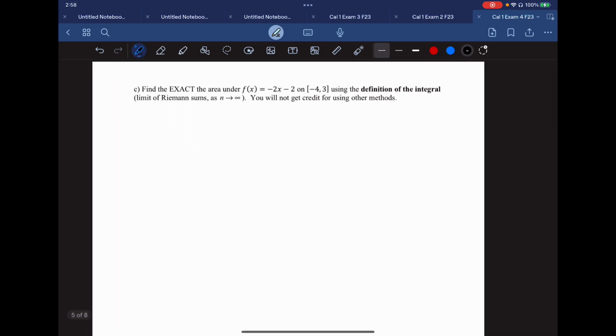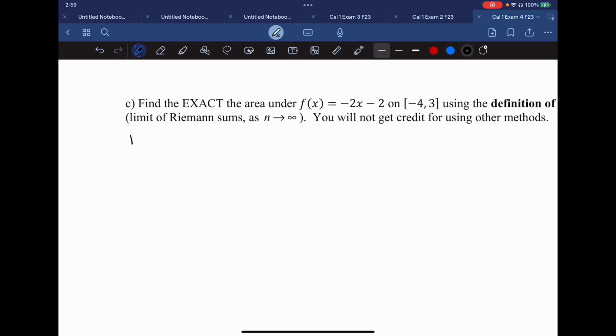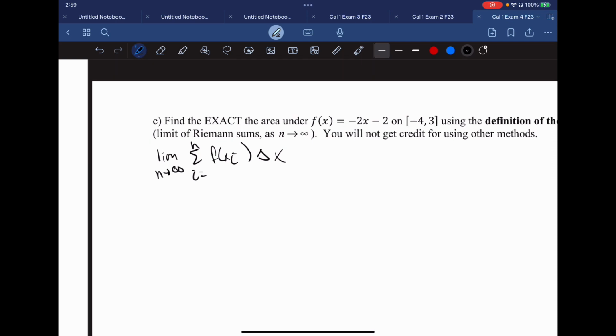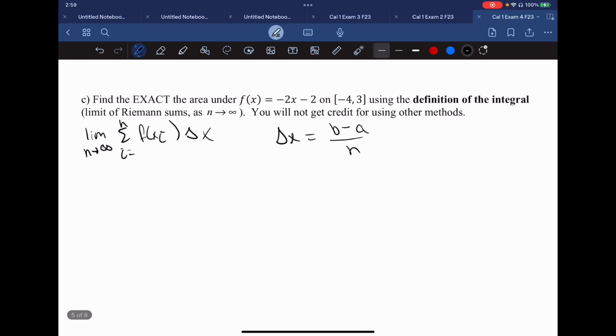All right, on to part C. We're going to be finding the exact area under f of x using the definition of an integral, which is all Riemann sum. All right, so first, let's write down the definition of an integral. The definition of an integral is going to be the limit as n approaches infinity, and sigma notation from i equals 1 to n of f of x i times delta x. Awesome. We also know that delta x equals b minus a over n. So let's find what delta x is.